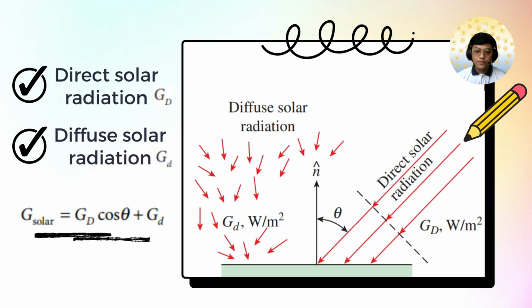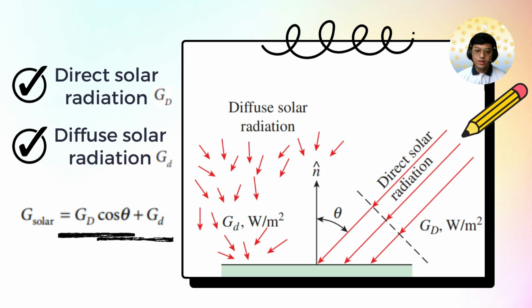The solar energy incident on the surface of the Earth is considered to consist of direct and diffuse parts. The part of solar radiation that reaches the Earth's surface without being scattered or absorbed by the atmosphere is called direct solar radiation, or G sub capital D. Also, the scattered radiation is assumed to reach the Earth's surface uniformly from all directions and is called diffuse solar radiation, or G sub small d.